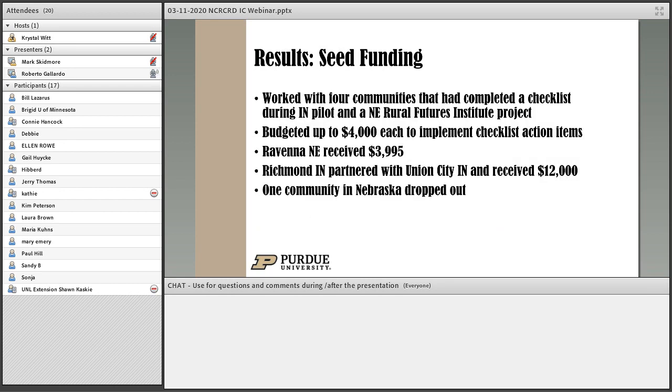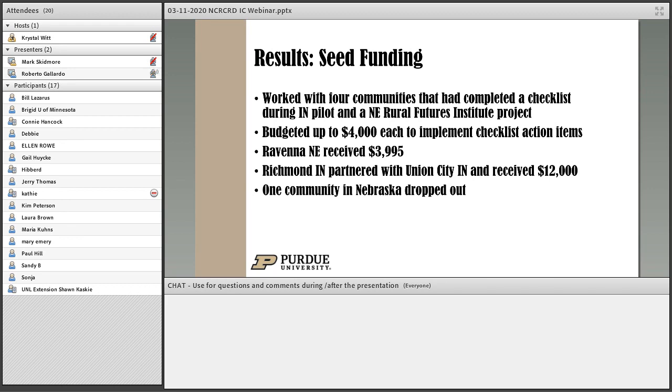We worked again with 4 communities that had completed a checklist. We budgeted up to $4,000 for each to implement the checklist action items. These action items were identified by the community based on their priorities, the resources, whatever. We had nothing to do with that. They selected that from a list of recommendations that in turn were selected based on how they completed the checklist. Ravenna, Nebraska, which is a phenomenal small community in Nebraska, received almost the $4,000.